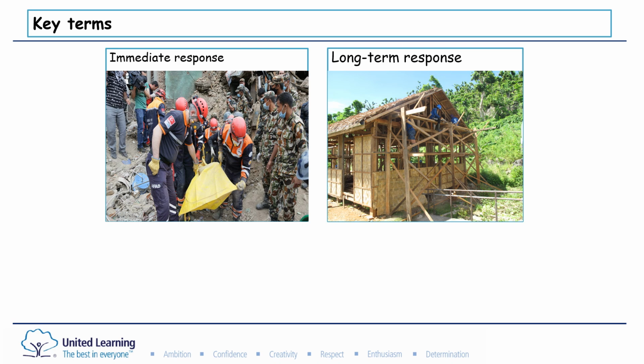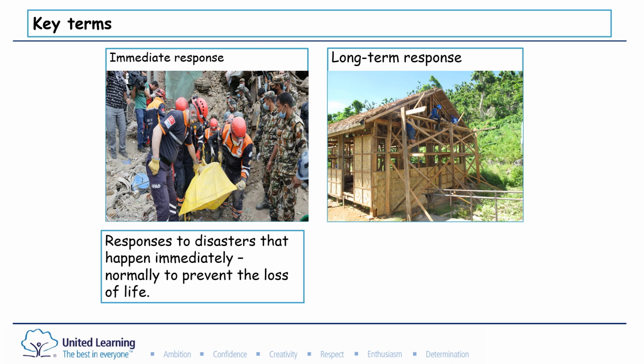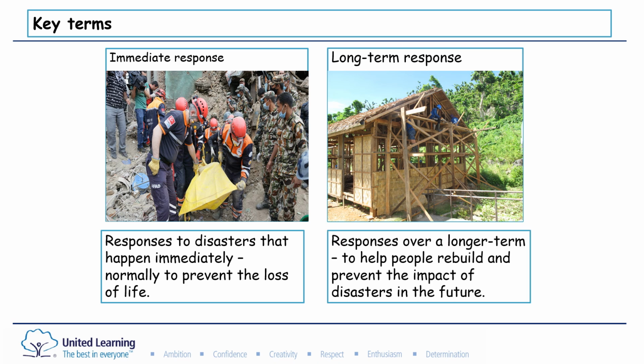Again, reiterating these key terms, an immediate response is seen here in the picture, and it shows people rescuing people from rubble. Okay, so immediate responses are responses that happen immediately and are there to save lives. Whereas long-term responses, we can see in the picture here, the house is being rebuilt, happens over a longer period of time, and it's there to prevent the impact of disasters in the future.